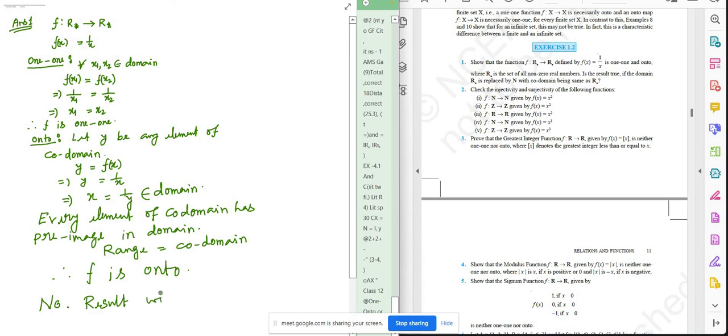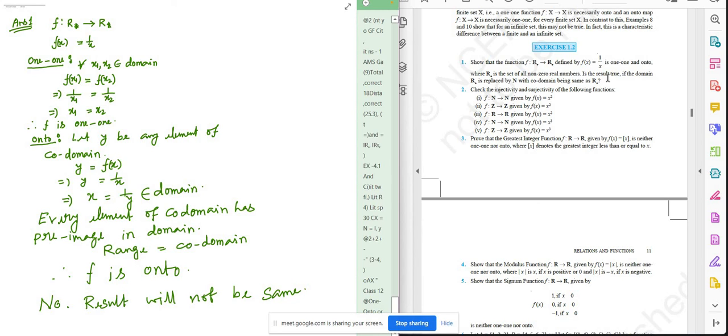Result will not be same, because if we consider natural number, here too we are getting pre-image as 1 by y. So if we consider 2 belongs to codomain, its pre-image will come 1 by 2, and 1 by 2 does not belong to domain. So we can say result will not be same.